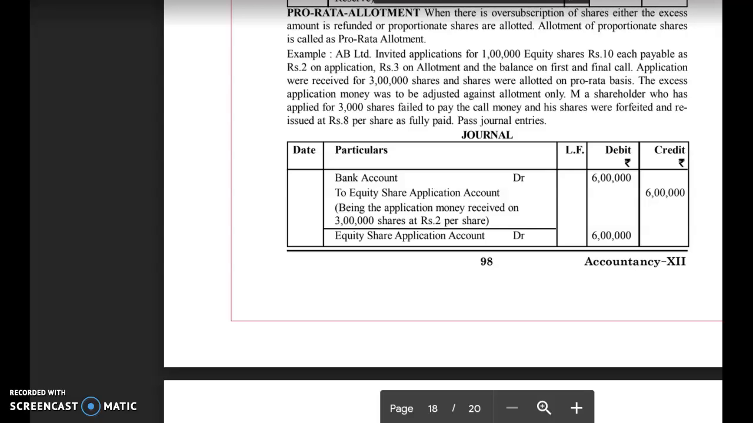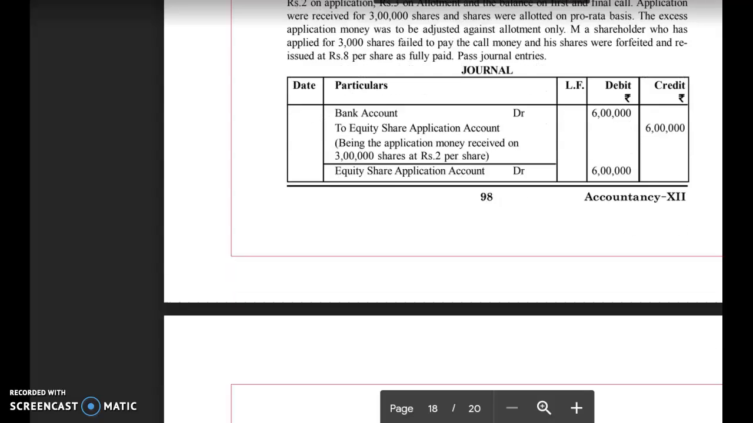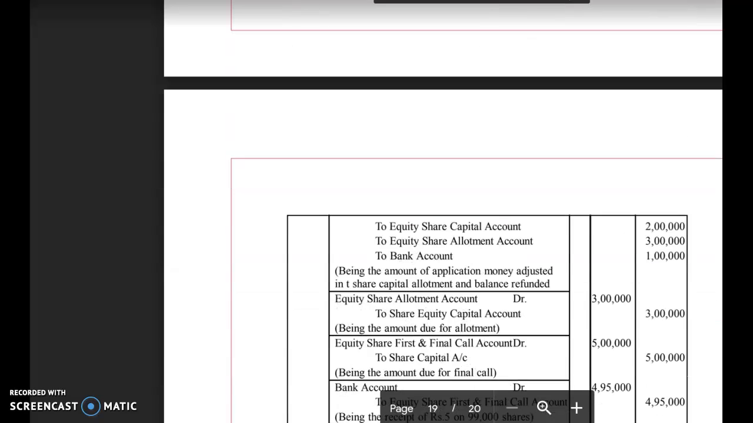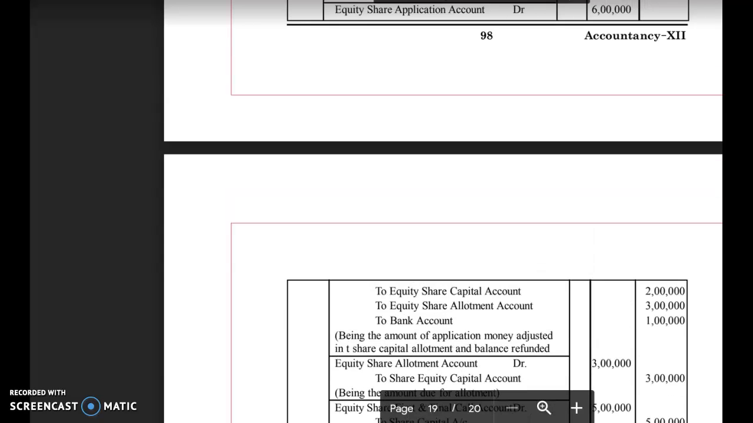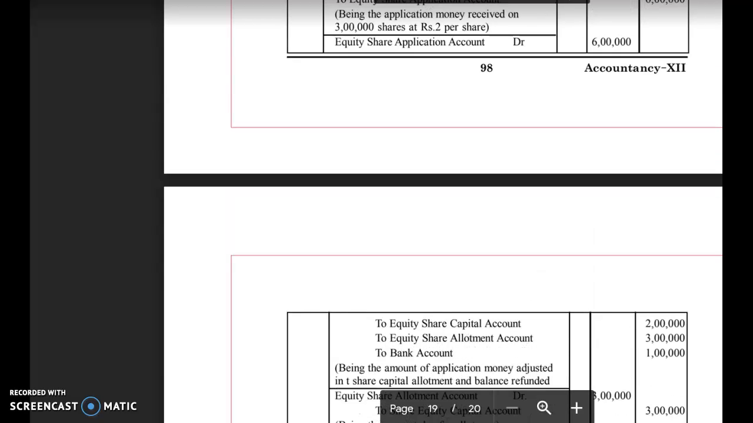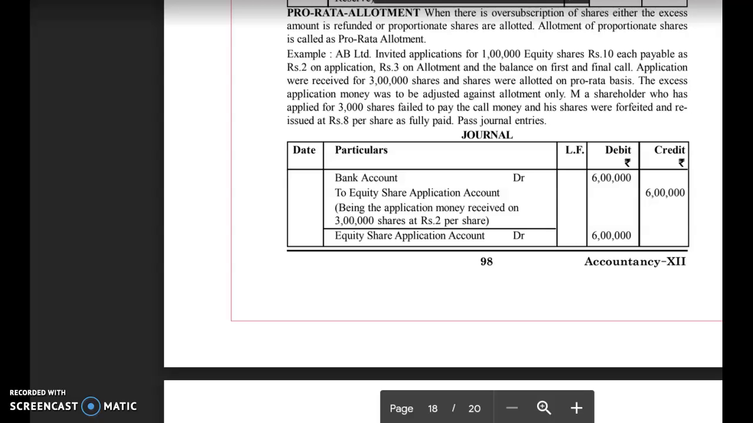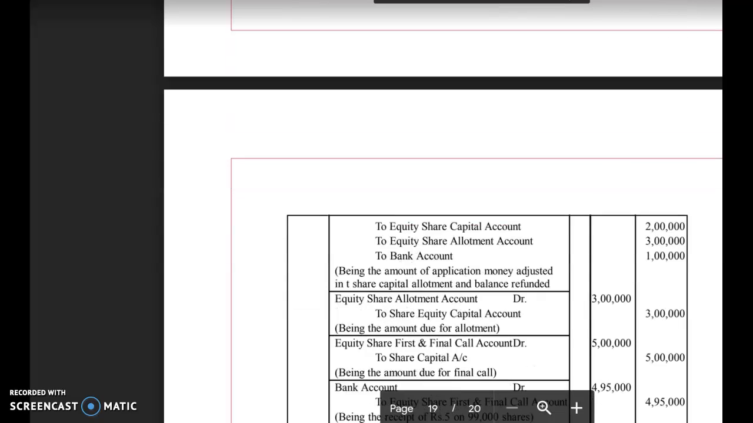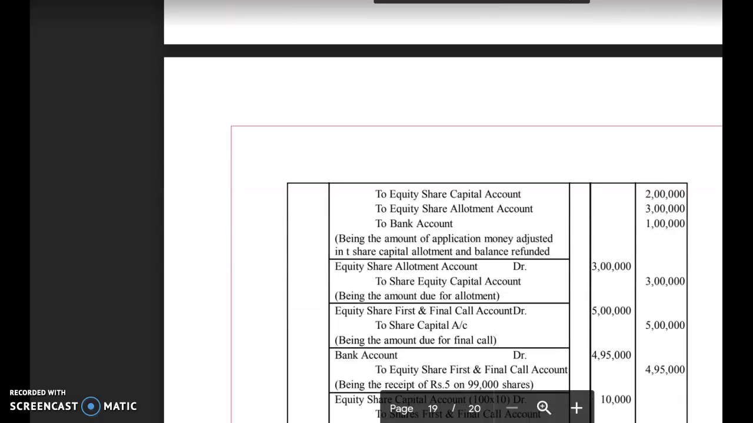So here is how the journal entries will be recorded. First, bank account debit to share application account. Now the second entry, very important, very simple: equity share application account will be debited with 6 lakh, to share capital account with ₹2 lakh. How did this 2 lakh come? That is on 1 lakh shares at the rate of ₹2 per share of application, because on application the company collects ₹2 per share. So automatically 1 lakh shares multiplied by 2. So share capital will be credited with ₹2 lakh, to equity share allotment account, that is with ₹3 lakh.